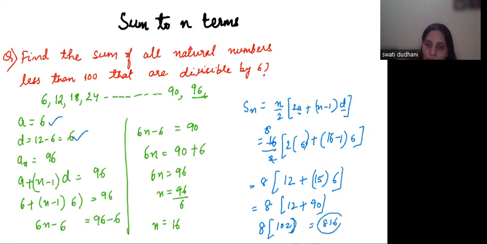So sum to n terms, that is sum to 16 terms, is equal to 816. Hope you have understood the solution. Thank you.